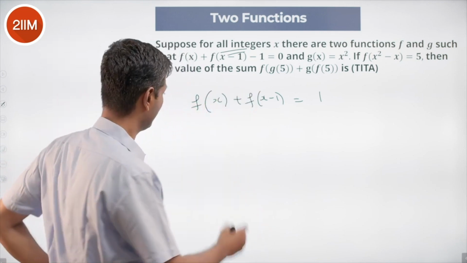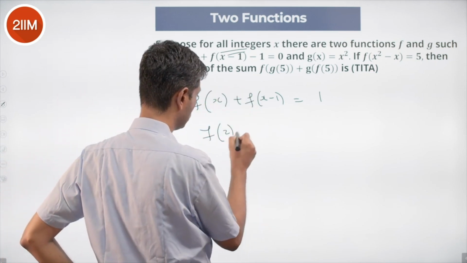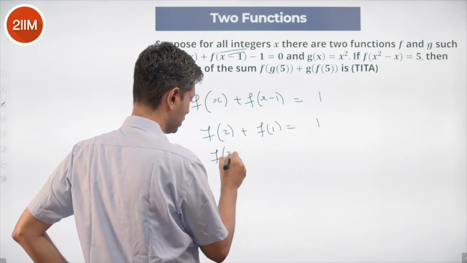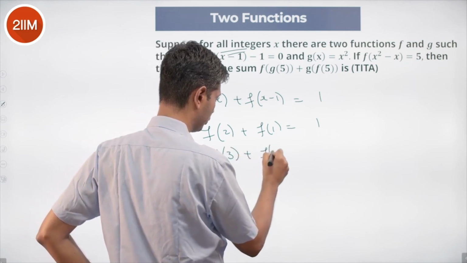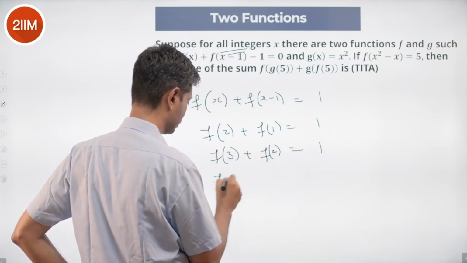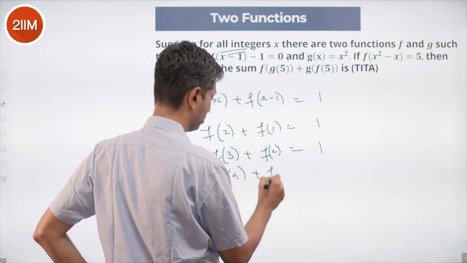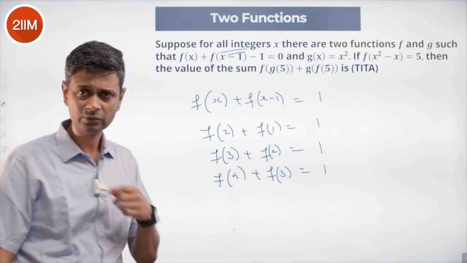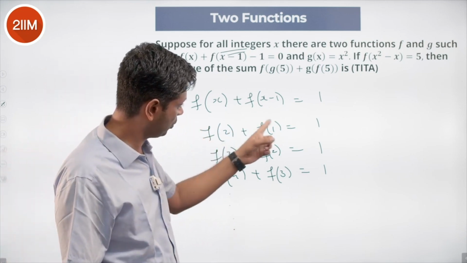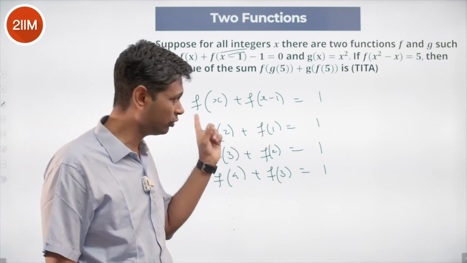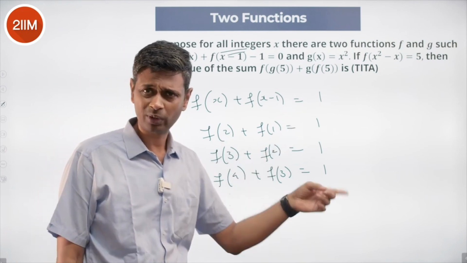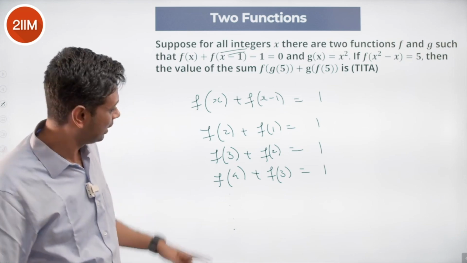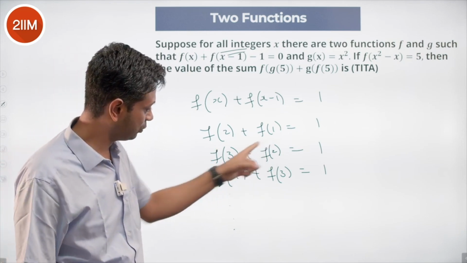Nice. So I'm going to write a few equations. F of 2 plus f of 1 equals 1. F of 3 plus f of 2 equal to 1. F of 4 plus f of 3 equal to 1, and so on. F of 2 plus f of 1 is f of 3 plus f of 2. Both of them have f of 2. Both are equal to 1, so f of 1 should be equal to f of 3. Both of these have f of 3, so f of 2 should be equal to f of 4.